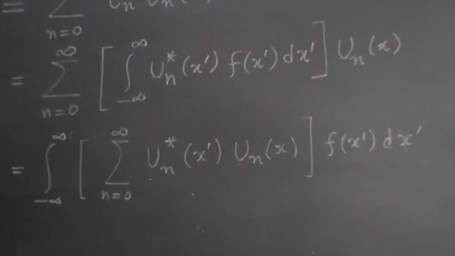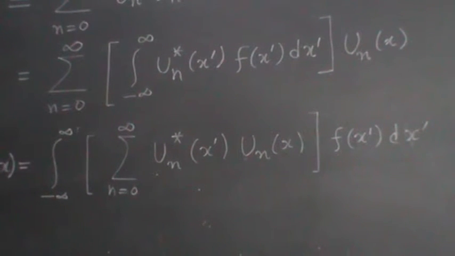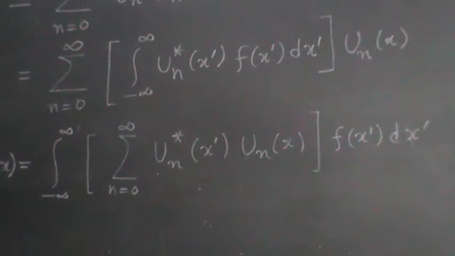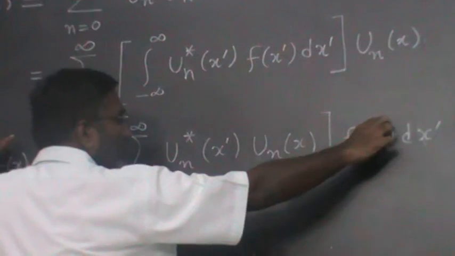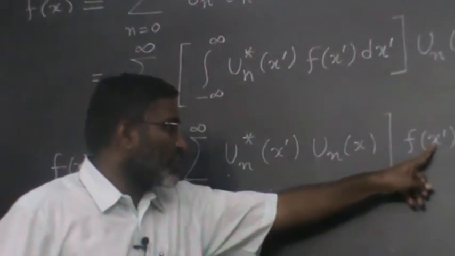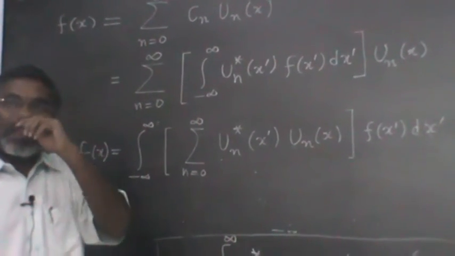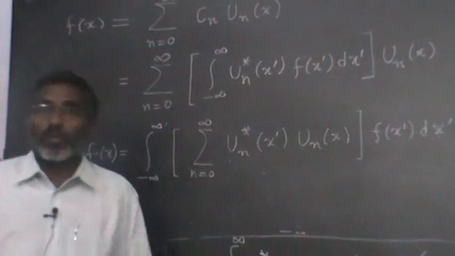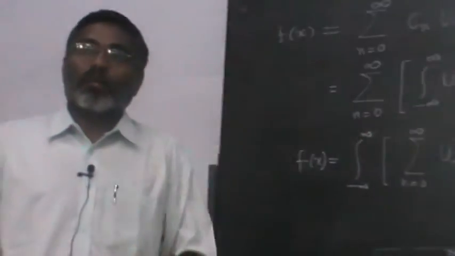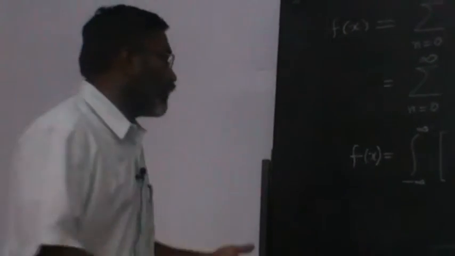Now remember, what is the left hand side? This is the same function. The same function is here. I have to get the same function, but instead of at x prime, I should get it at x. That's all. So when is that possible? You have to have the right function.